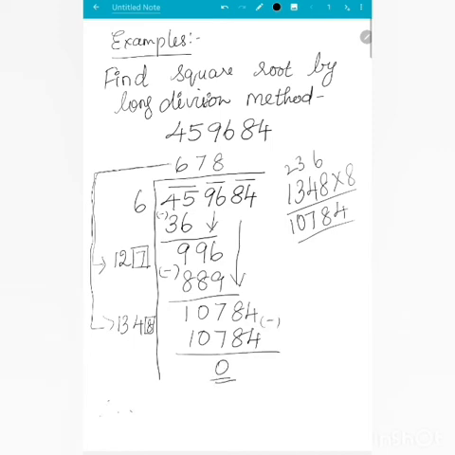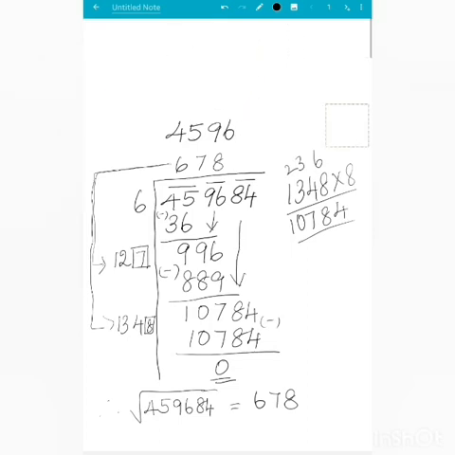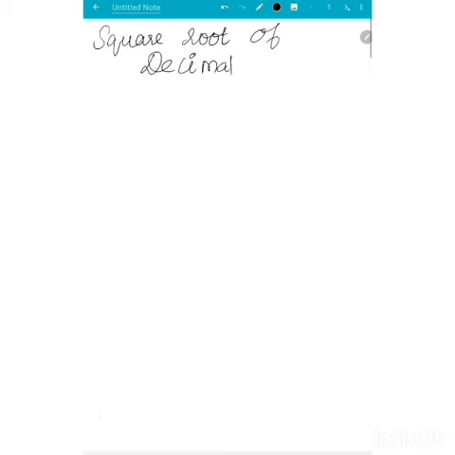So therefore, the square root of 459684, that is 4,59,684, is nothing but 678. Okay. So the next one. Next one is the square root of a decimal number. Okay. Decimal number.